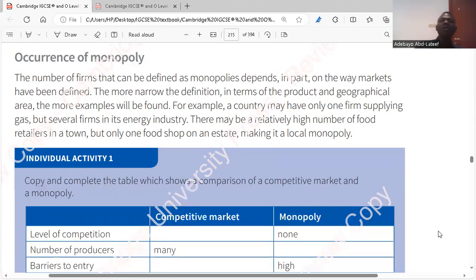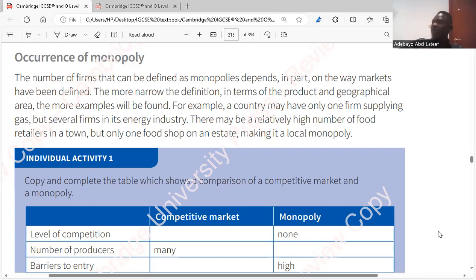Yes. The last one here is occurrence of monopoly. They said the number of firms that can be defined as monopolies depends in part on the way the markets have been defined. So the more narrow the definition in terms of the product and geographical area, the more examples will be found. For example, a country may have only one firm supplying gas, but several firms in its energy industry. There may be a relatively high number of food retailers in a town, but only one food shop on an estate, making it a local monopoly. So monopoly comes in different variations.